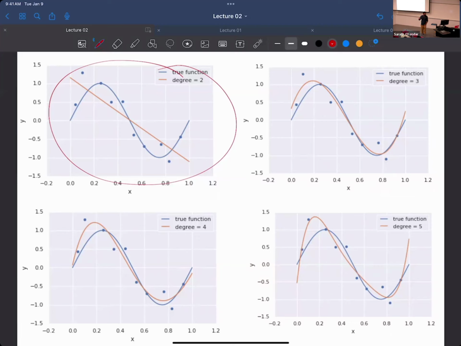Can features be on the same axis? What do you mean? Not necessarily. The reason why we are having different degrees here is basically we are looking for a more complex function, right?